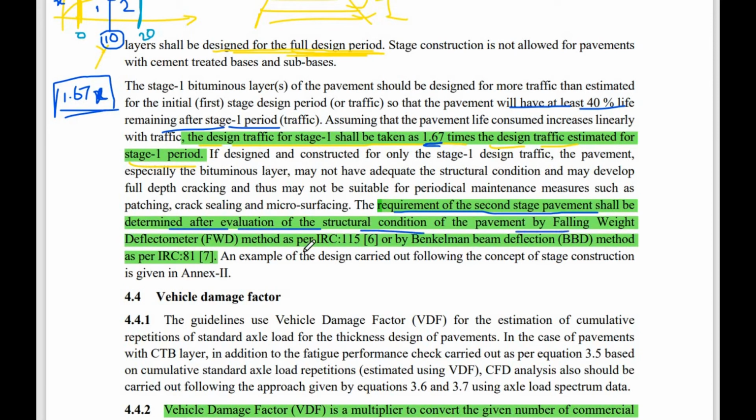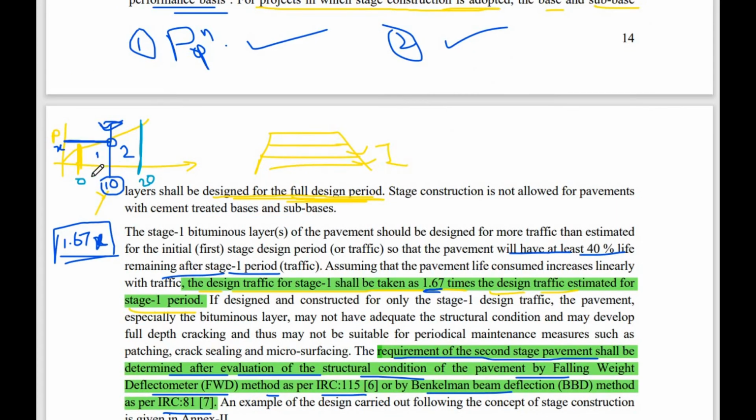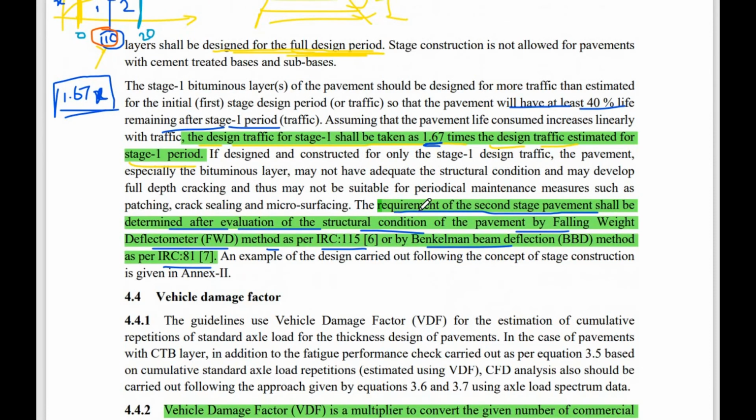And the requirement of the second stage pavement shall be determined after the evaluation of the structural condition of the pavement by using the falling weight deflectometer method as per IRC 115 or the Benkelman beam method as per IRC 81. So once we have designed the road till the first stage, that is after the 10 years, how are we going to design it for the second stage?